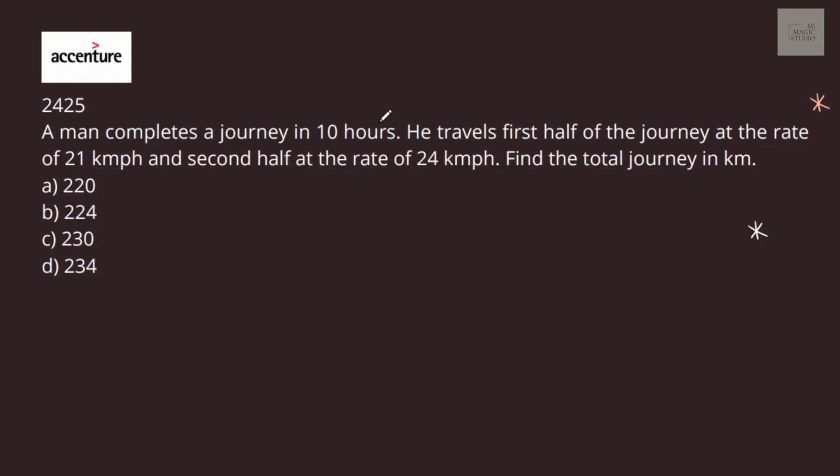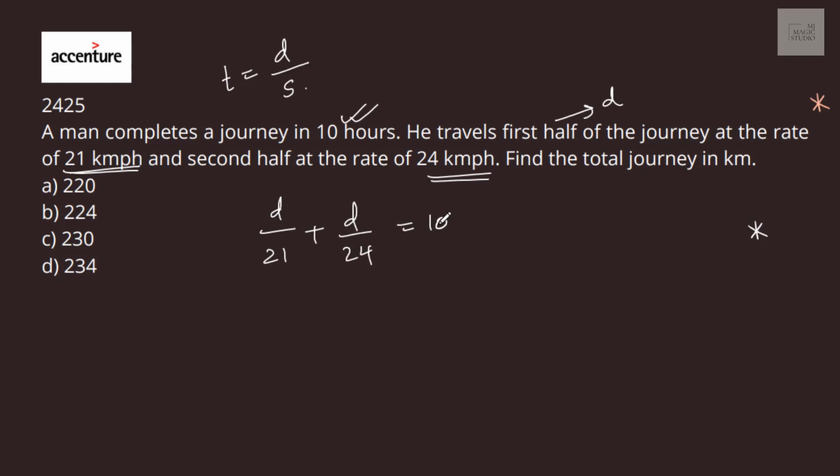A man completes a journey in 10 hours. He travels first half of the journey at the rate of 21 km per hour and second half at the rate of 24 km per hour. We know that to find the time is distance by speed. So if first half of the journey is d, we can say d by 21 plus d by 24, 2 times is equal to 10. That means d equals 10 into 21 into 24 divided by 21 plus 24, that is 45.